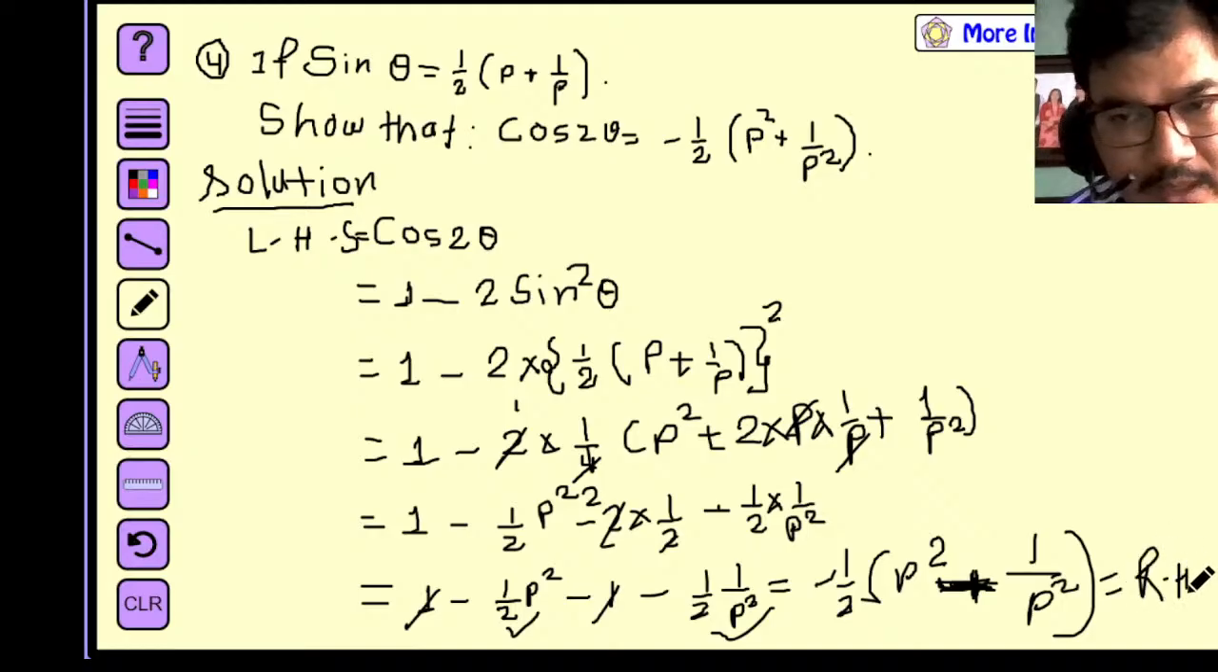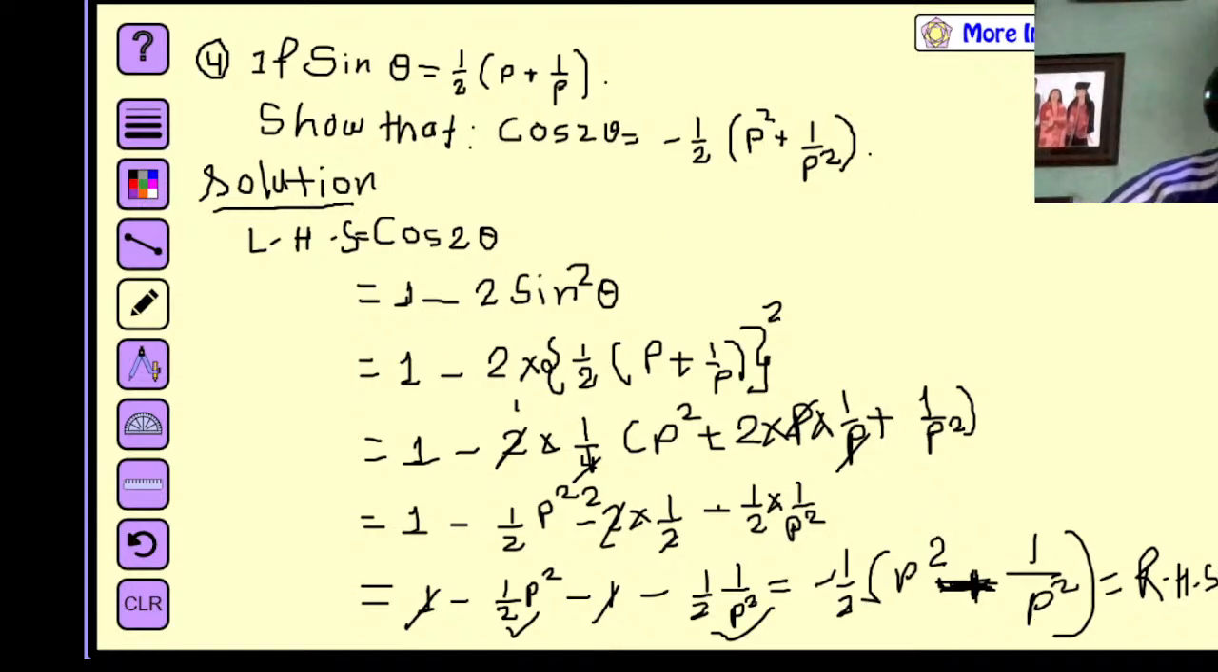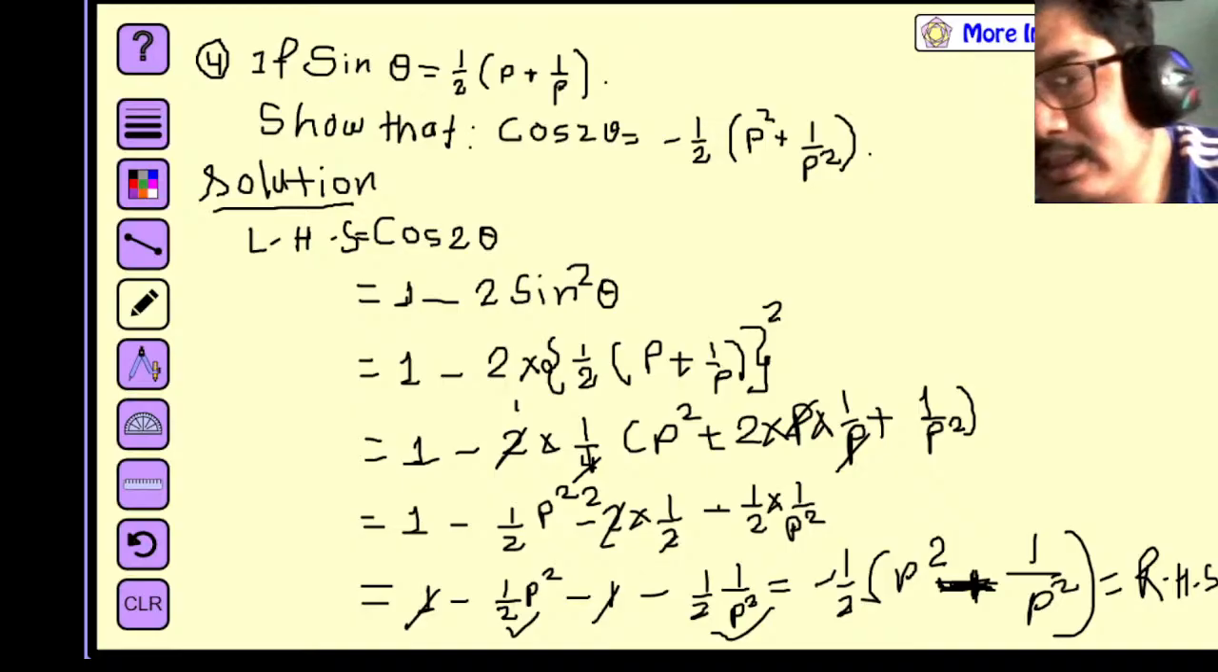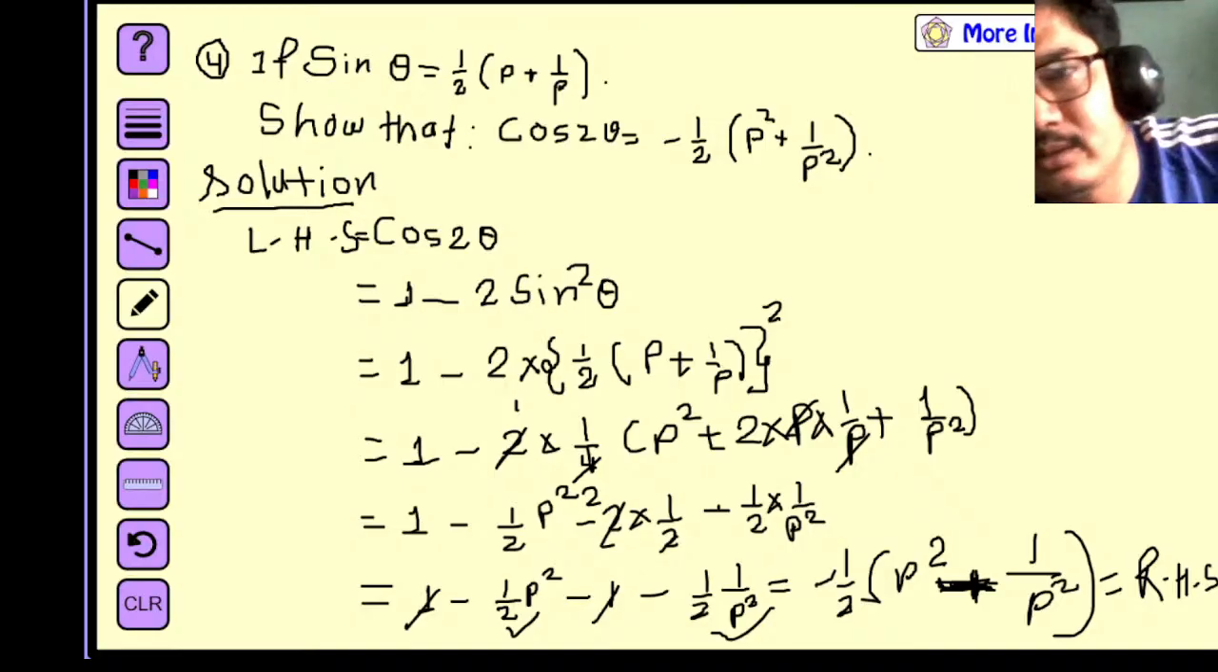Like this we have to solve the question to prove in this type of question. And here we have taken minus 1 by 2 common. And more related questions of multiple angles will be brought in the next class. Okay, so this only. Thank you very much.